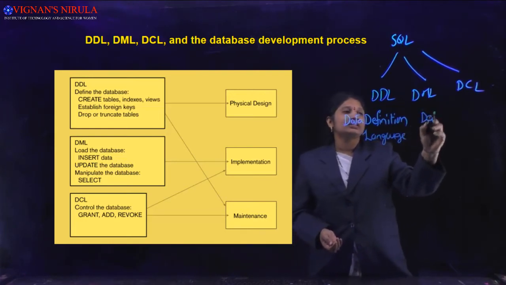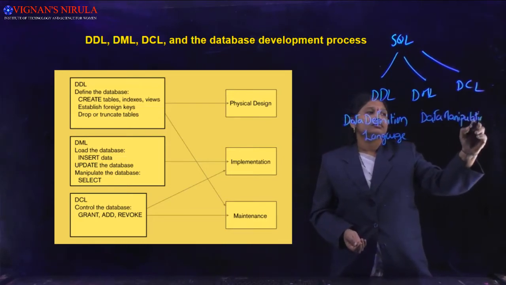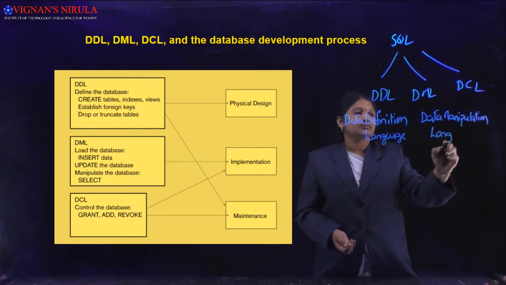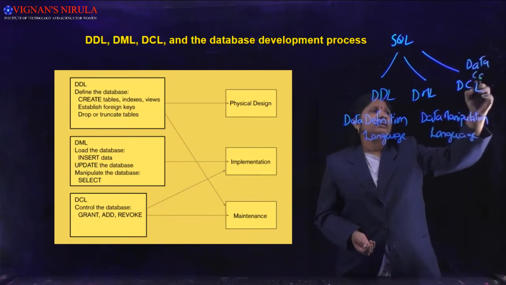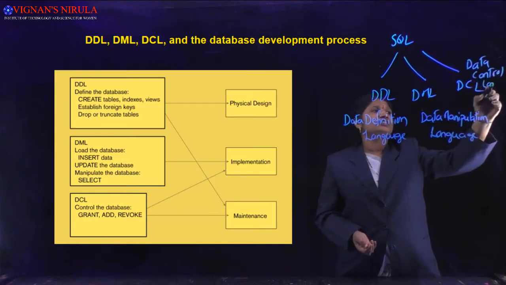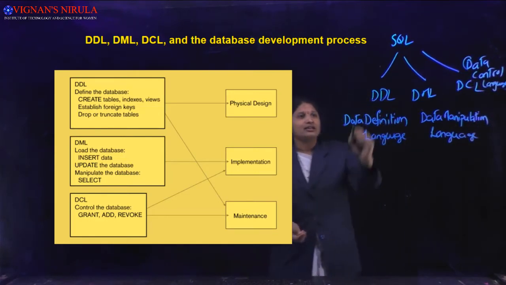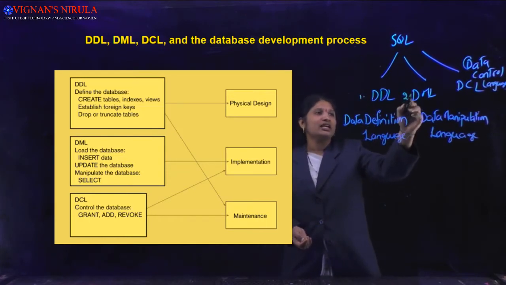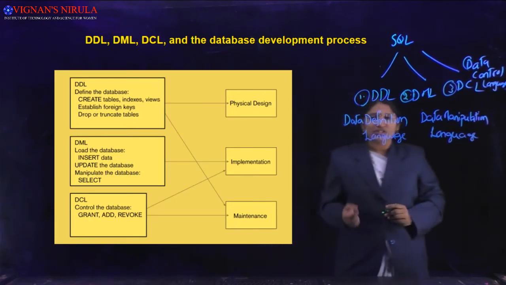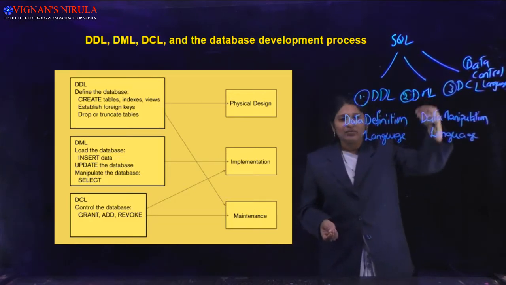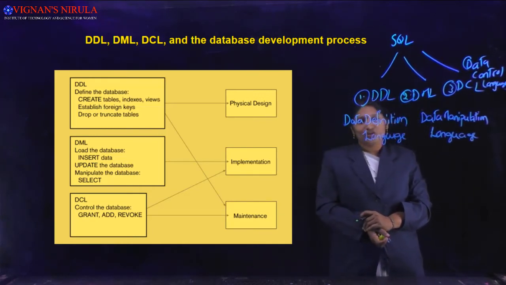DML stands for Data Manipulation Language and DCL stands for Data Control Language Commands. So the major categories of SQL commands are DDL commands, DML commands and DCL commands, where DDL stands for Data Definition Language, DML stands for Data Manipulation Language and DCL stands for Data Control Language Commands.